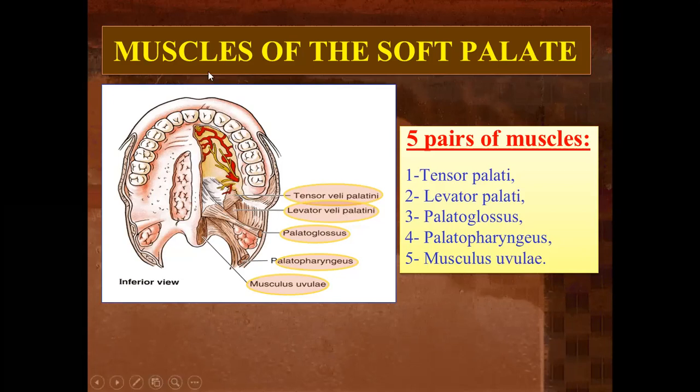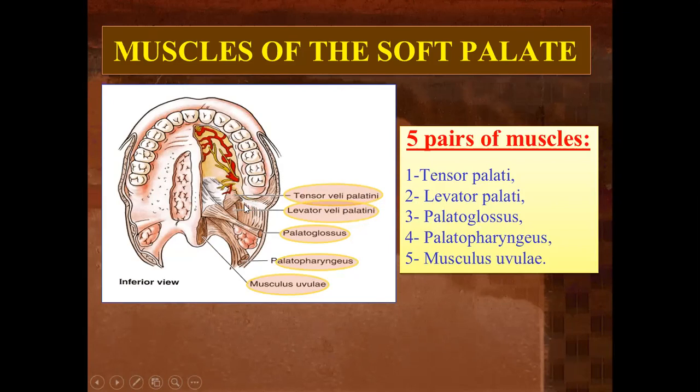Coming to the muscles of the soft palate, it is made up of 5 pairs of muscles, 5 on either side, so 10 muscles. Which are those 5 pairs? The first one is the tensor palati, also called the tensor veli palatini. This is the muscle here. Then we have the levator palati, also called the levator veli palatini.